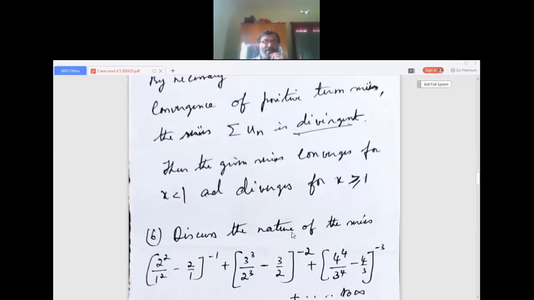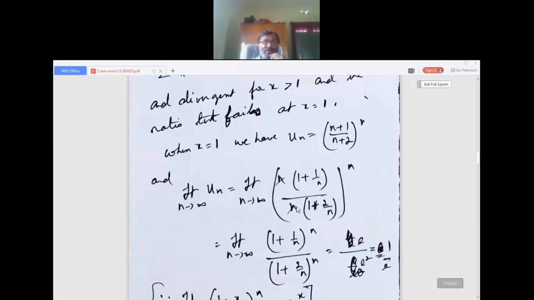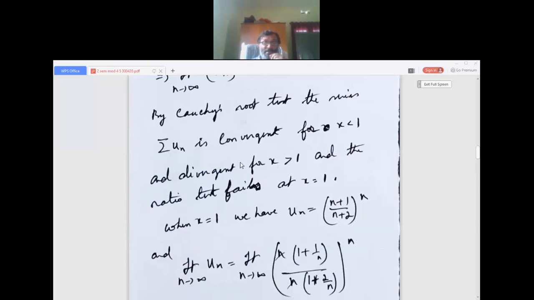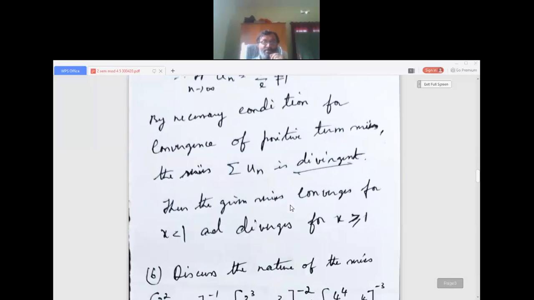Thus, the given series converges for x less than 1 and diverges for x greater than 1, and also for x equal to 1. Therefore, the given series converges for x less than 1 and diverges for x greater than or equal to 1.